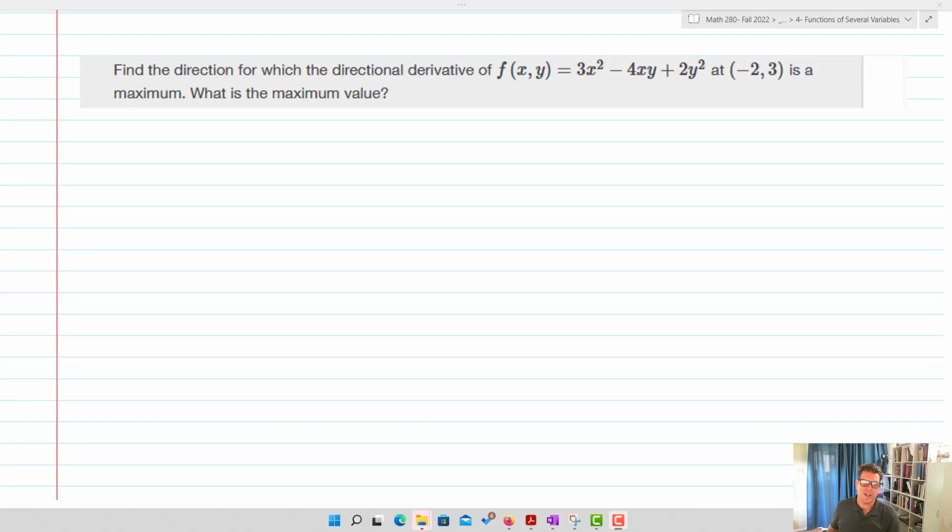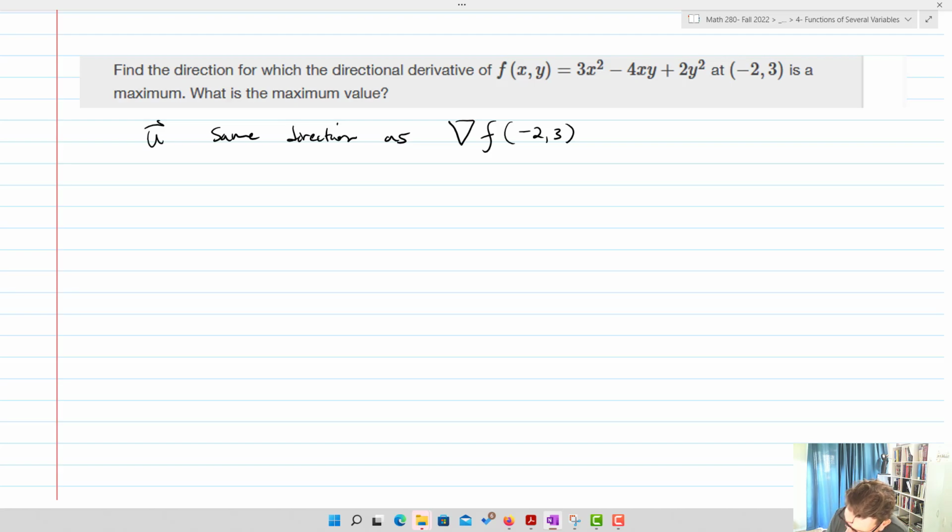So let's consider this question. Let's find the direction for the directional derivative of f equal to 3x squared minus 4xy plus 2y squared at negative 2, 3 at a maximum, and then what is the maximum value? So what we're looking for is the vector u that's pointing in the same direction as the gradient of f. Remember, we need u in the same direction as grad f, and in this case, it's grad f at that particular point, negative 2, 3.